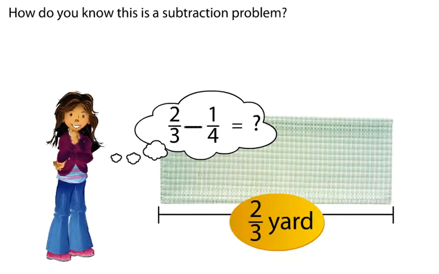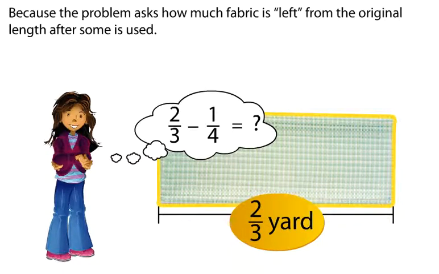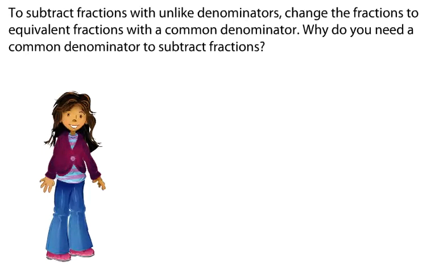How do you know this is a subtraction problem? Because the problem asks how much fabric is left from the original length after some is used. How do you subtract fractions with unlike denominators? To subtract fractions with unlike denominators, change the fractions to equivalent fractions with a common denominator.